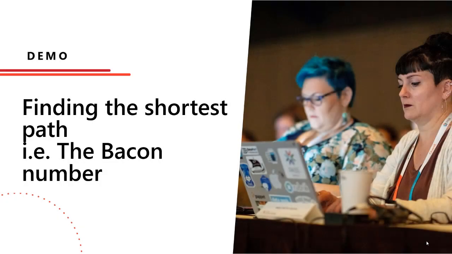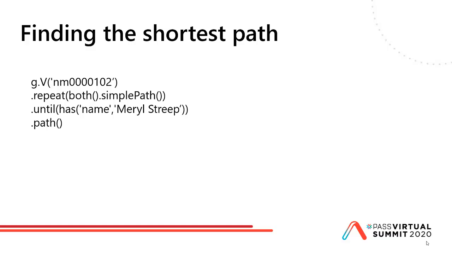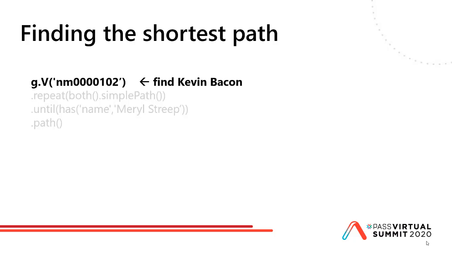For our final demo, we're going to look at finding the shortest path, or in our case, really that is the Bacon number. So let's see how we would do that. I'm going to come straight to the query. That's a little bit complex, so let's break that down a little bit. First thing I'm going to do is we want to find Kevin.